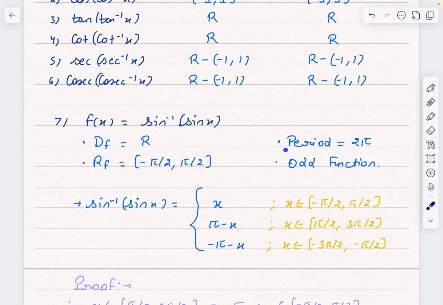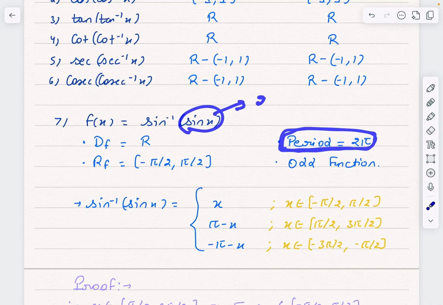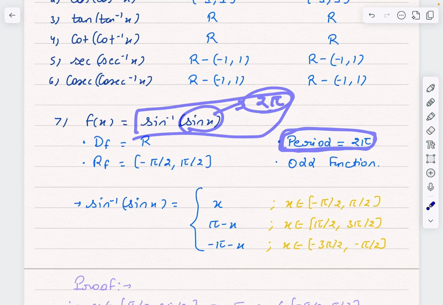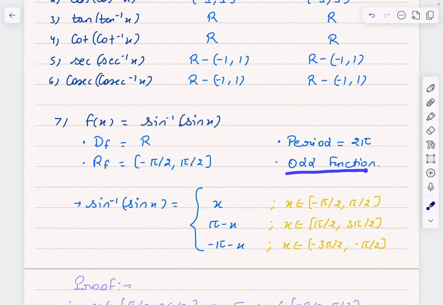Two more things here. The period of this function will be 2 pi, same as sine x, because the sine x value will repeat after 2 pi, so it will make the whole thing repeat after 2 pi. And one more thing: it will be an odd function. If I put x as minus x, the minus will come outside, so it will be an odd function. These points will be helpful later.